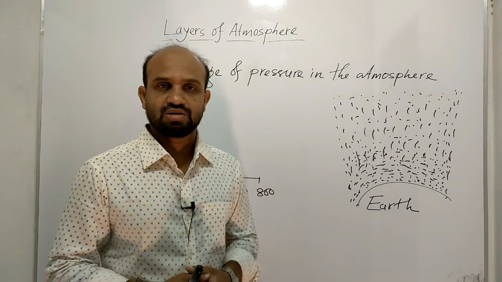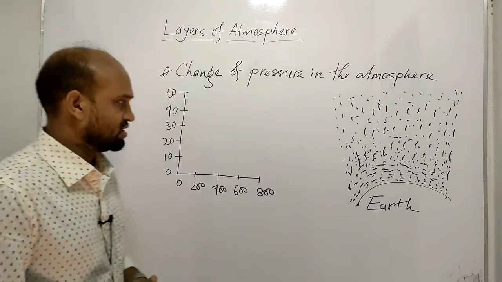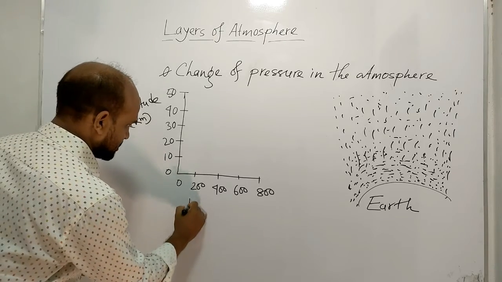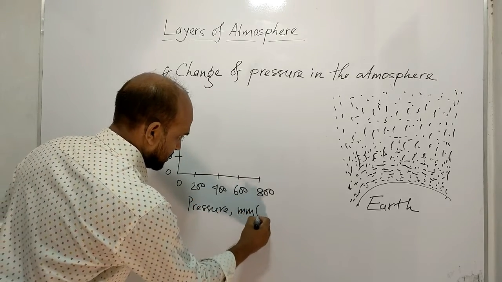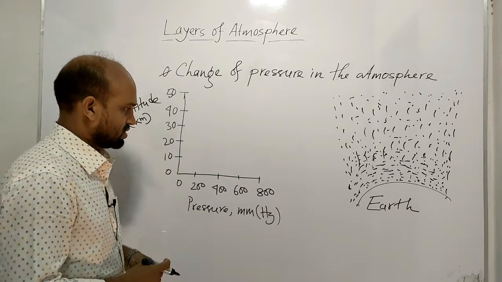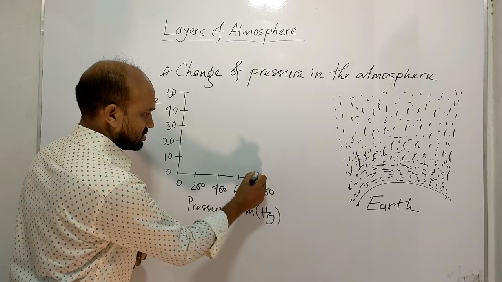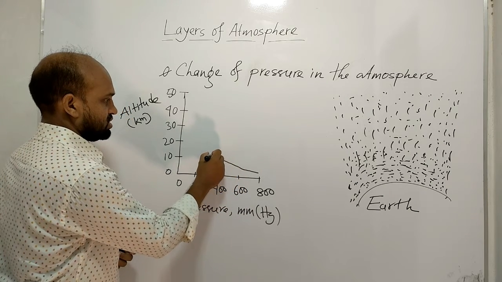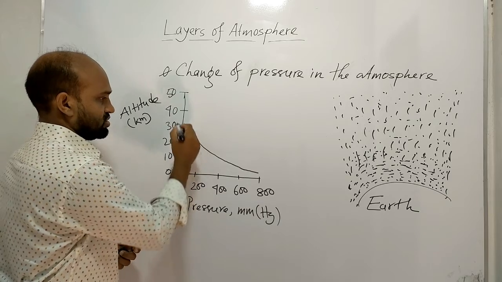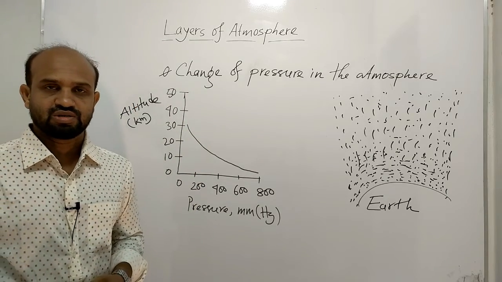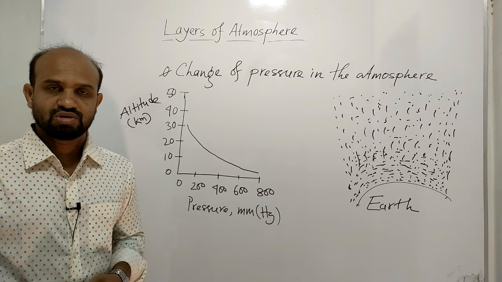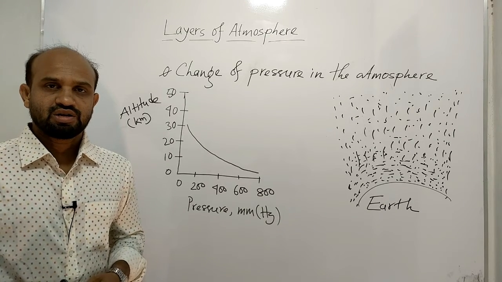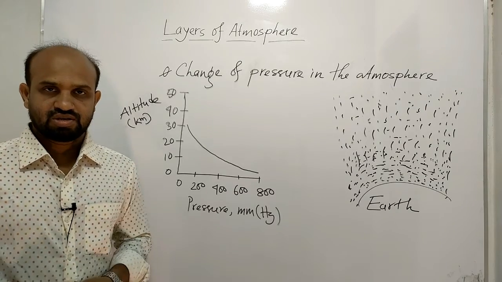Now let's see the change of pressure in the atmosphere graphically. Here altitude is plotted against pressure. Unit is millimeter mercury. Near to the ground, pressure is much higher, and with the increase of altitude, the pressure is decreased gradually in the upward direction. So this is the change of pressure in the atmosphere. That is simply with the increase of altitude, pressure is decreased gradually in the upward direction due to the less concentration of air. Let's see the next point.